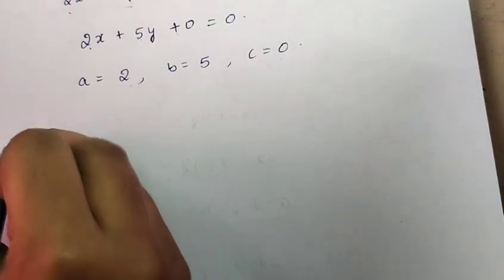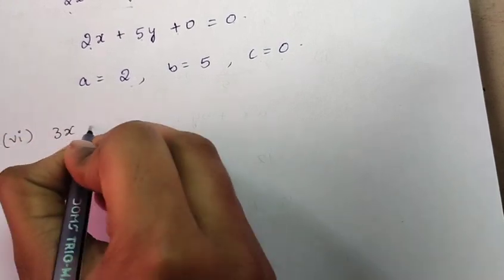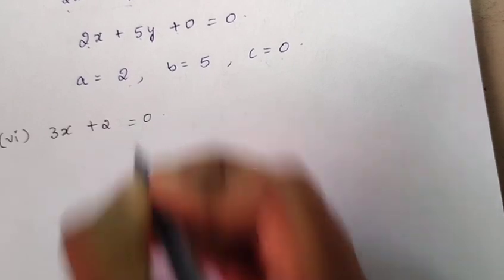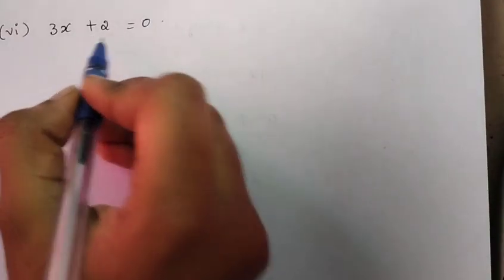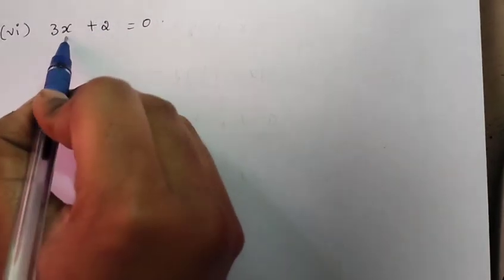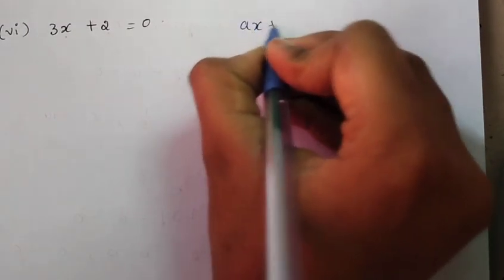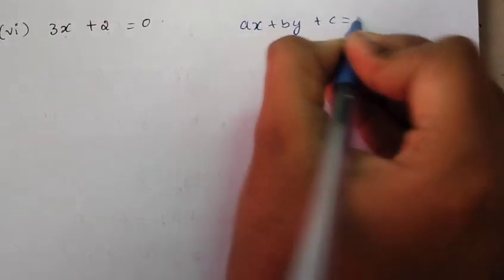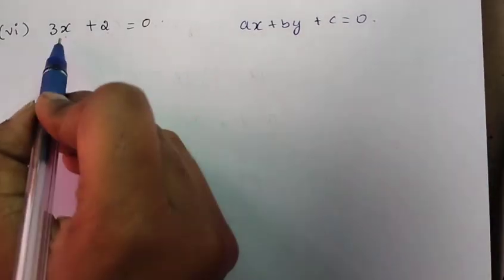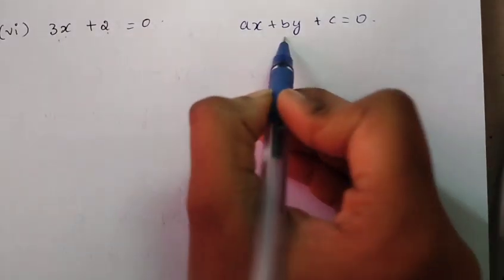The next question is 3x plus 2 is equal to 0. So here you have to be very careful, students. It is 3x plus 2 is equal to 0. Here you don't have the term y. You have ax plus c. You don't have the term y because we know that standard form is ax plus by plus c is equal to 0. When you compare these two equations, you have ax term and you have the constant term 2. But you don't have the term by.